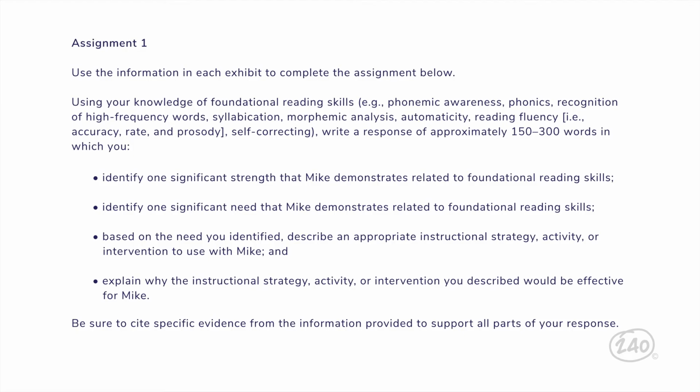Here's our practice assignment. We're going to look at the foundational reading skills of Mike. Here are those same 4 tasks we went over before. Notice that the assignment asks us to use specific evidence from the text, so we'll need to note examples from the exhibits to support our answers.